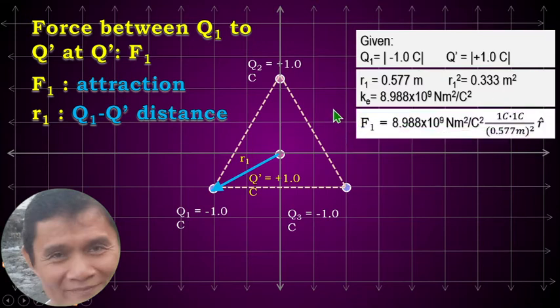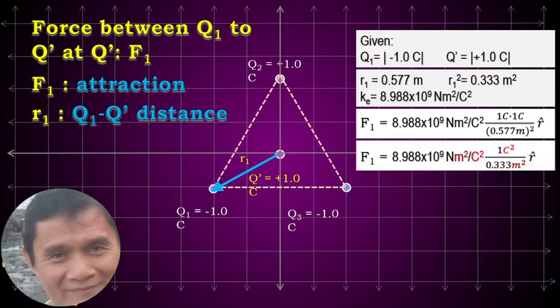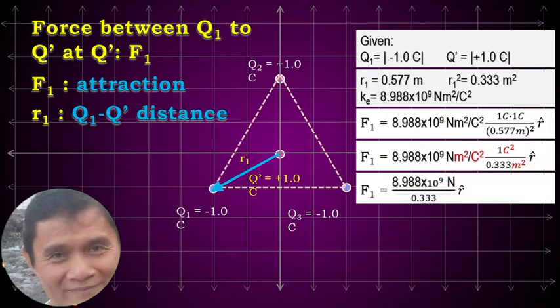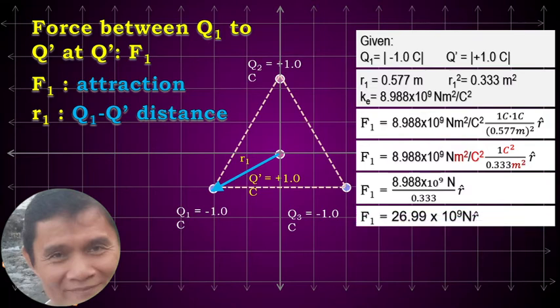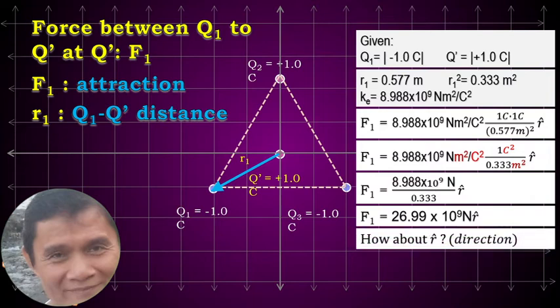So if we solve that using Coulomb's law, we still come up with this formula, except that r now is already 0.577 meter squared. So, removing the units by cancellation, we come up with a formula of 8.988 times 10 to the 9 Newton over 0.333, or 26.99 times 10 to the 9 Newton. What is the direction then? How do you get that direction? Now, 26.99 is just the same as 27 na, as close as possible.